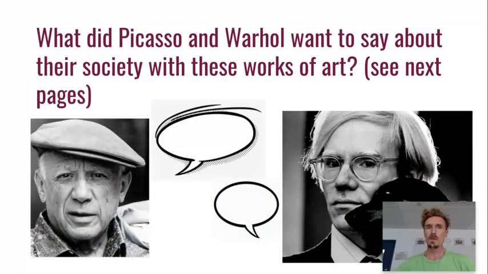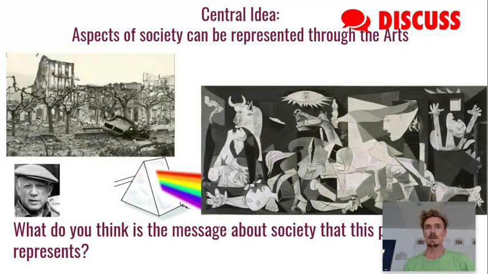Now, what did Picasso and Warhol want to say about their society with these works of art? So, before the Second World War, Germany bombed the city of Guernica in Spain, where Picasso was from, with bombers flying over the city. They completely destroyed it, okay? Picasso, to express what he thought of this, he did this painting, okay, called Guernica. Pause, talk to your teachers about it. What do you see? Observe, look at it, okay?